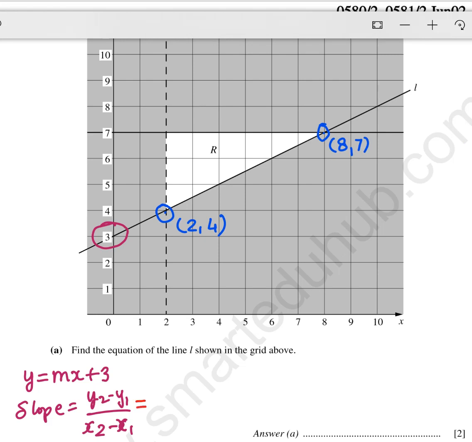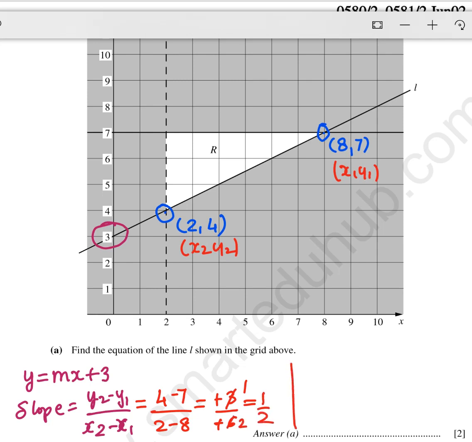So therefore if you have to find the slope, it would be equal to y2 minus y1. We can take anyone as x1, y1. Suppose I call these coordinates as x1, y1 and these as x2, y2. So then y2 minus y1 is 4 minus 7 divided by x2 minus x1, that is 2 minus 8. And what do I get? I get minus 3 divided by minus 6. And minus minus cancels. 3 ones are 3, 3 twos are 6. So the slope is half.